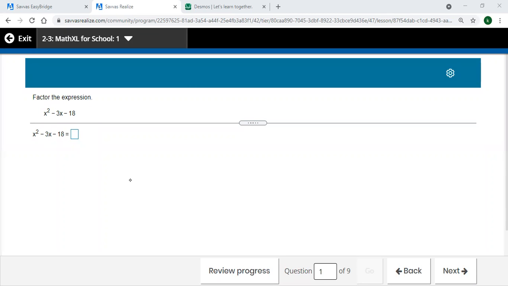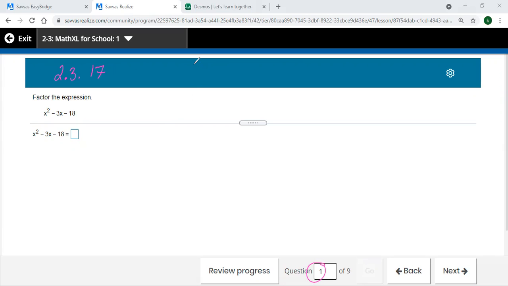Hey, we're going to take a look here at factoring on quadratics. And we are working on some Algebra 2. This is lesson 2-3, and it's the first problem that's been assigned. So how to factor this?